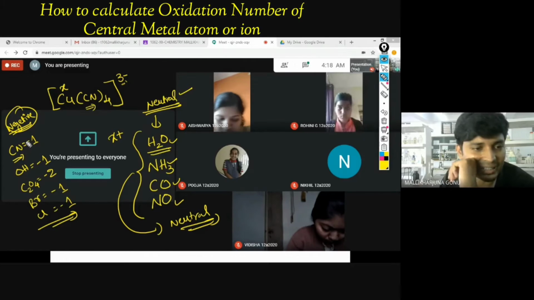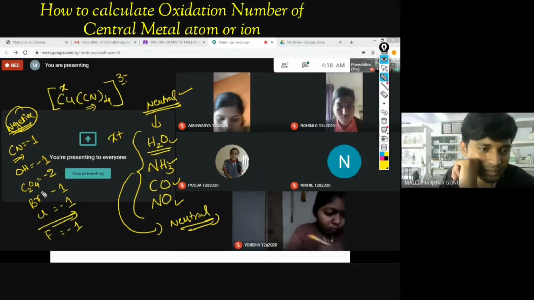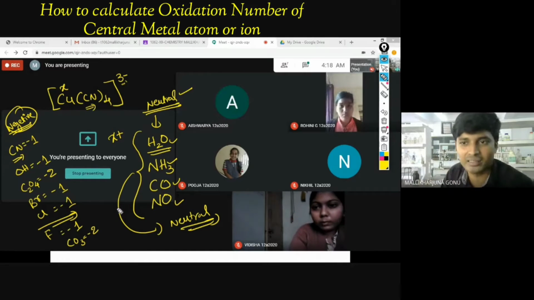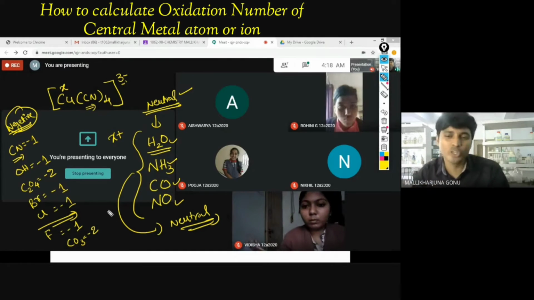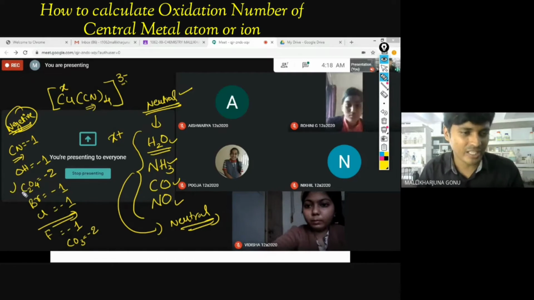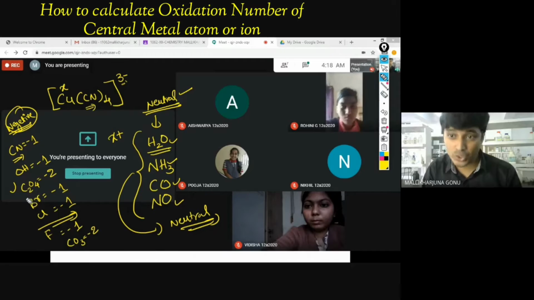And negative ligands are halogens, all halogens. Fluorine also -1, CN -1, and carbonate, CO3, -2. Phosphate, -3. Whatever the valence is, that is stable. But extra, you have to study oxalate type of compounds, which is -2.